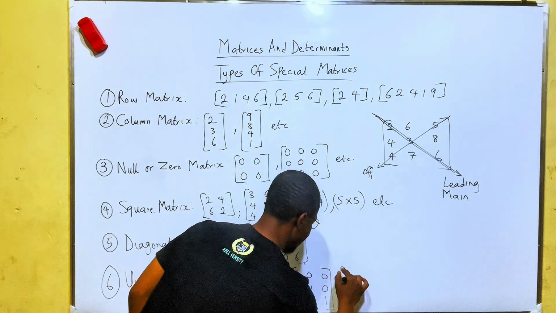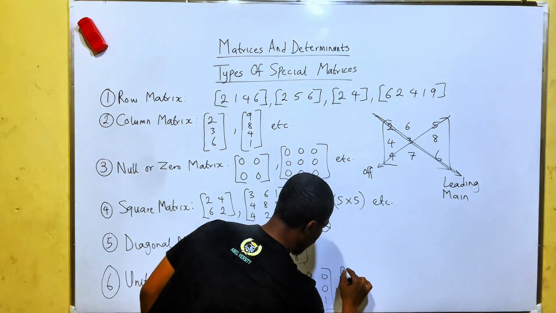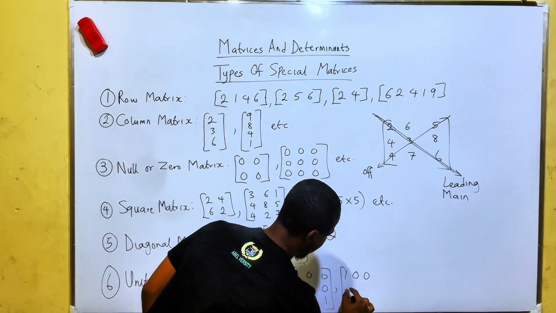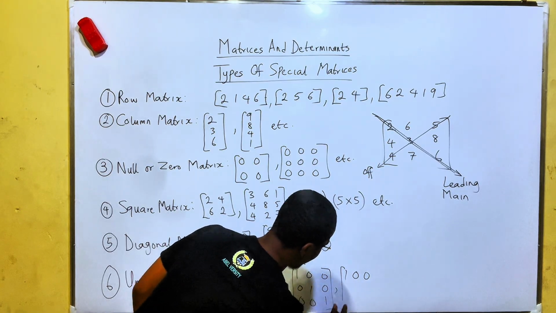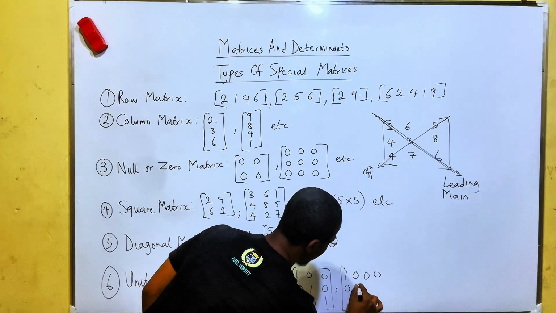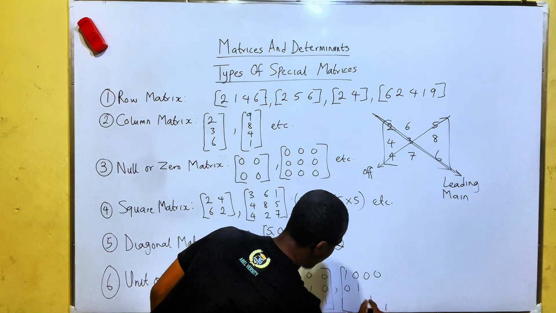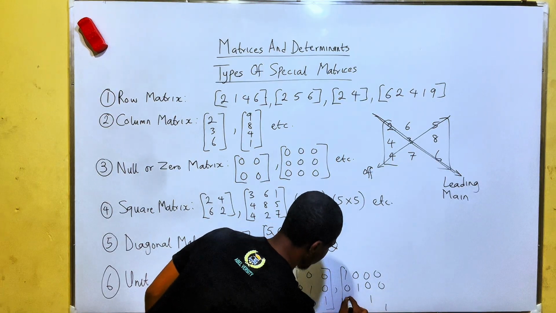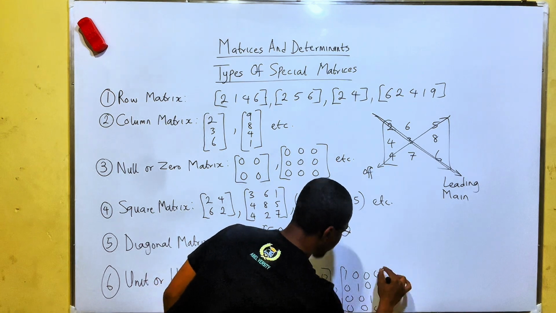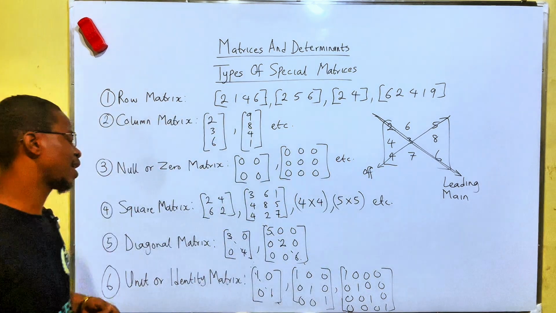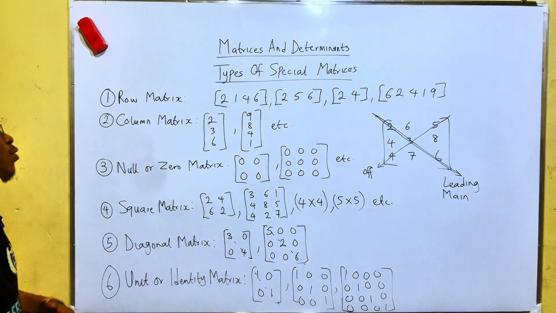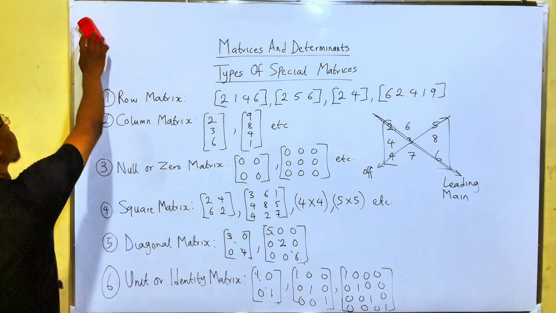We also have it like this: 1, 0, 0. Okay, for a 4 by 4, then we have 1, 1, and 1. That's for a 4 by 4. So these are 6 types of special matrices.